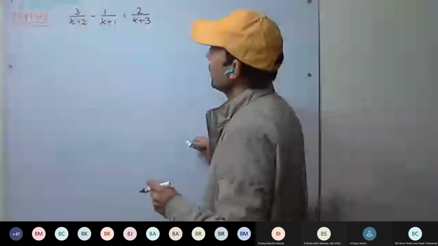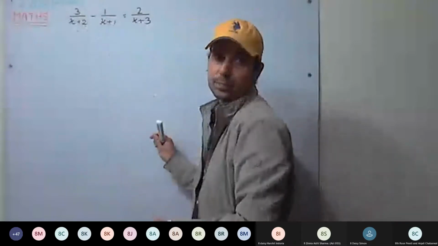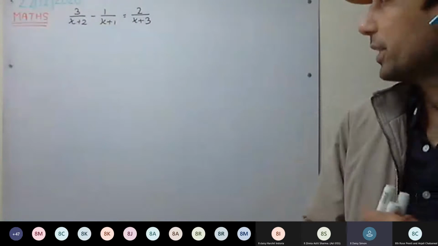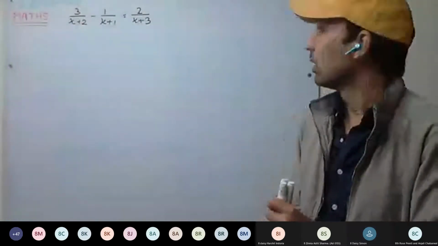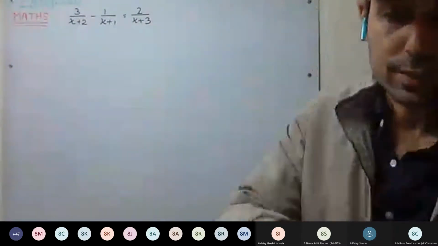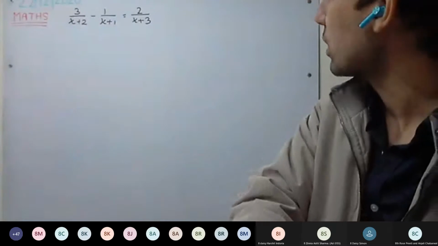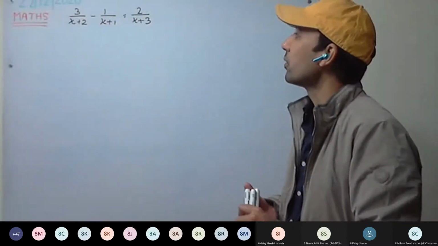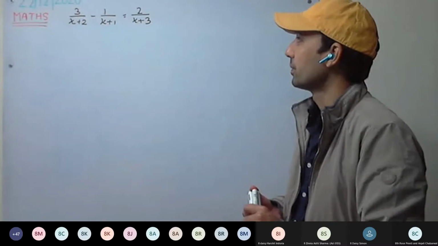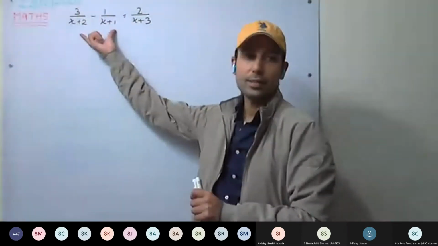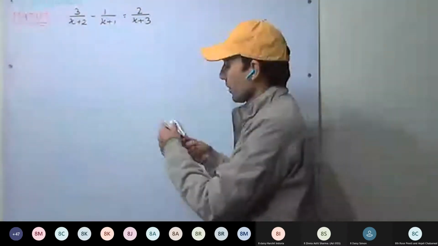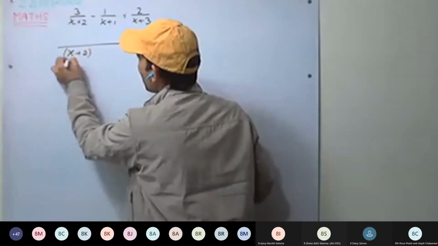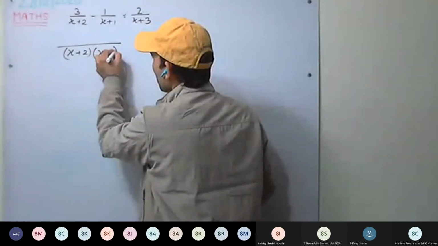What will be the next step? We take the LCM. The denominators are x plus 2, x plus 1, and x plus 3. What will be the LCM on the left hand side? So the LCM will be x plus 2 into x plus 1.